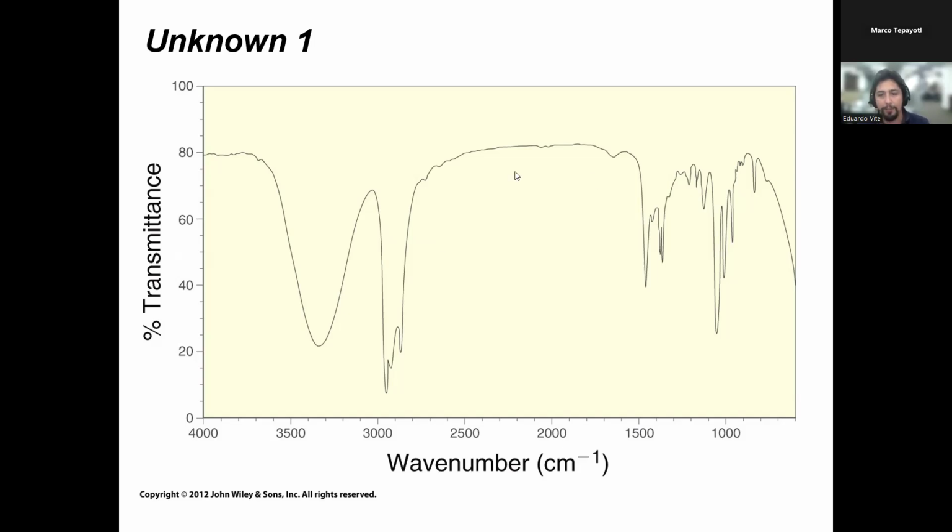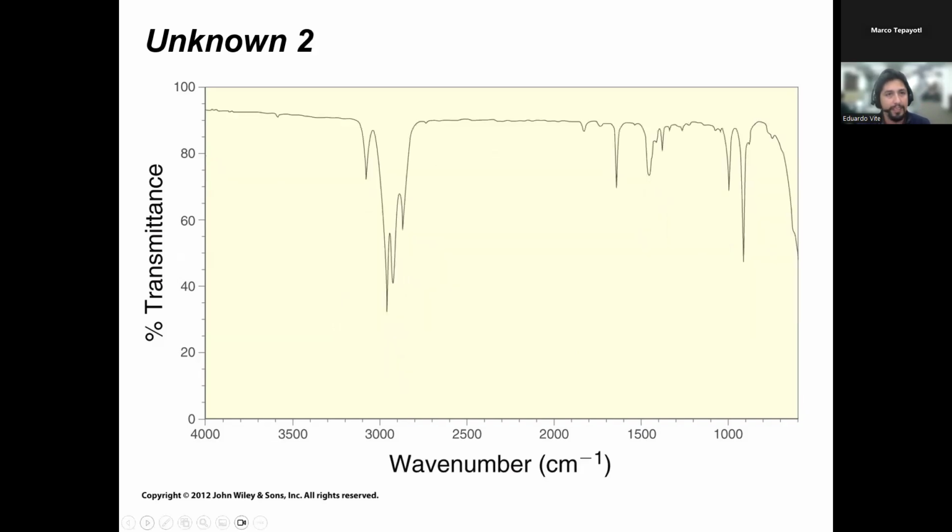And then you notice there's nothing between 1,500 and 2,800. So this spectra doesn't really tell us much else. Sometimes we do a spectra for a single functional group, and this would be one example of that. Okay. How about this one? Unknown number two. What do you see here?